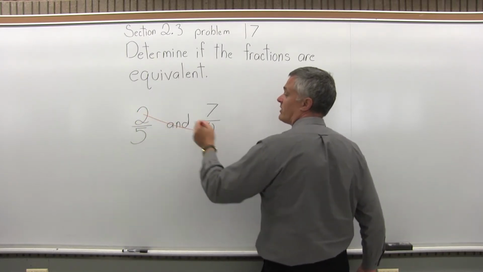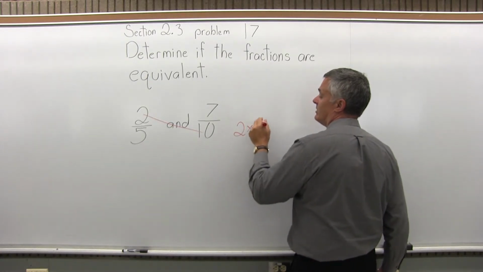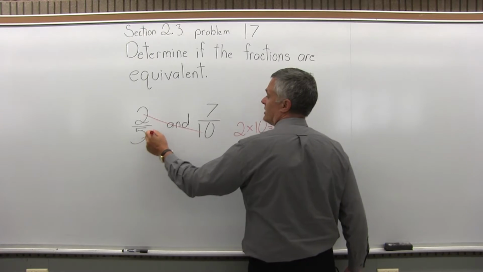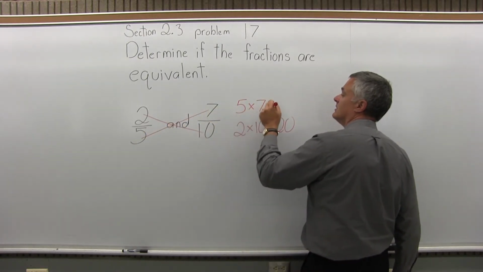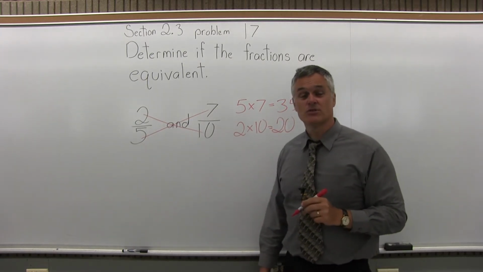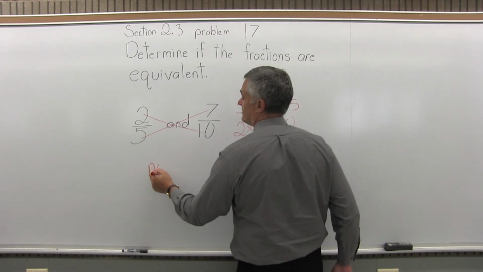So if I do that, going one way, I'll do 2 times 10, which is 20. And going the other way, 5 times 7, which is 35. Now, 35 is certainly not equal to 20, so these fractions are not equivalent.